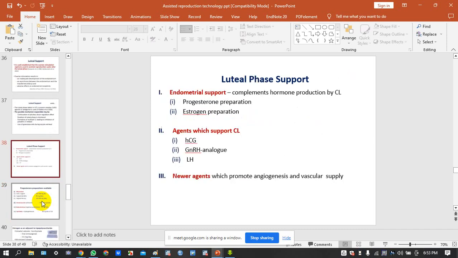So luteal phase support has to do with complementing hormonal production, because the corpus luteum is not able to produce enough estrogen and progesterone, so we need to add synthetic or commercial estrogen and progesterone. We also need to add human chorionic gonadotropin, LH, and similar agents. We need to buy them from pharmaceutical companies or pharmacies and inject them. Newer agents which promote angiogenesis, that is, vascular supply, also have to be used.